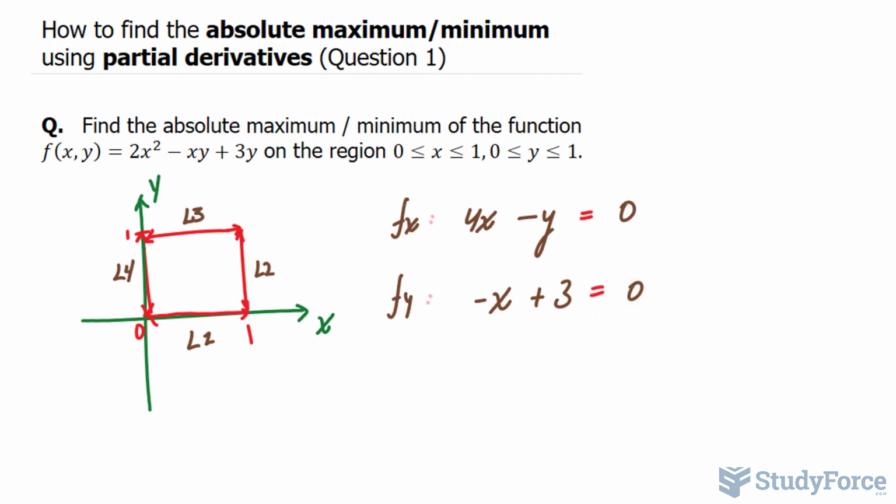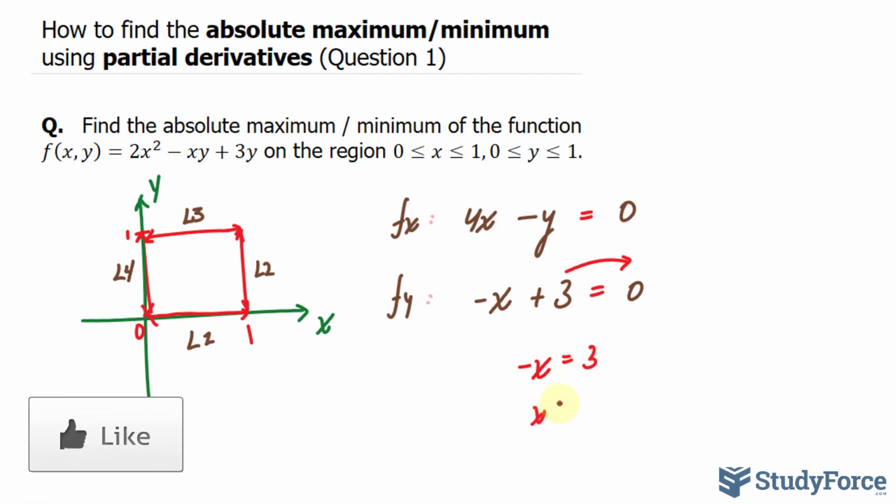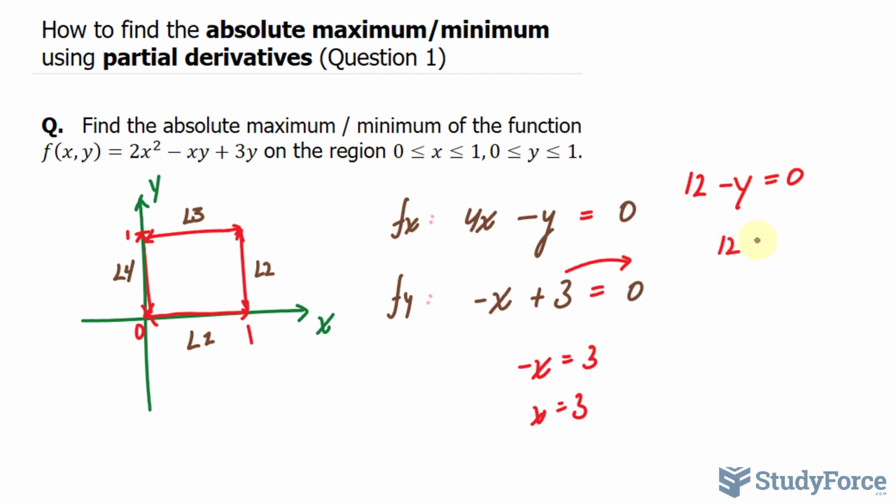So now we have a pretty simple system of equations to solve. In fact, all you do is you take this plus 3 over, then you have negative x is equal to 3, divide both sides by negative, x is equal to negative 3. Substitute into here, 4 times negative 3 is negative 12, negative 12 minus y is equal to 0, bring the y over, you have negative 12 is equal to y. So your critical point is at negative 3 and negative 12.